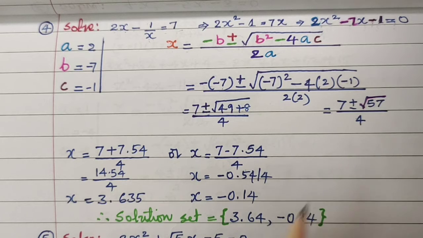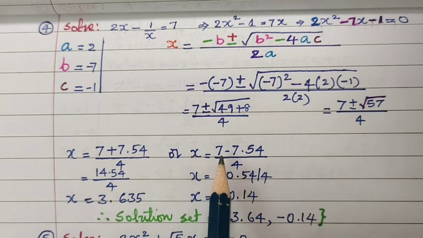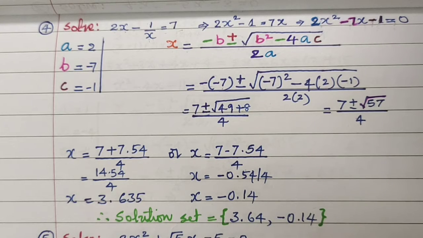Once you got the square root of 57, substitute here, and you get the two values for x. After calculation, we got x is equal to 3.635 and x is equal to minus 0.14. Therefore, the solution set is 3.64, comma, minus 0.14.